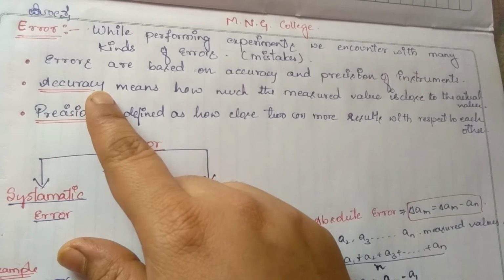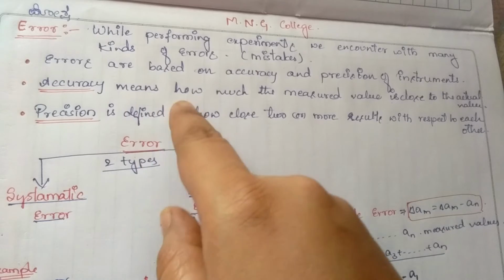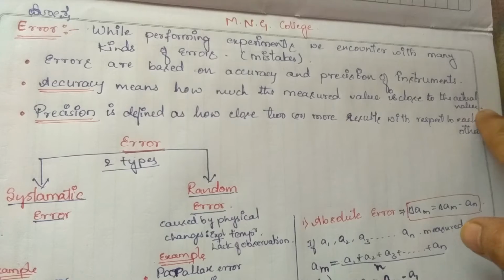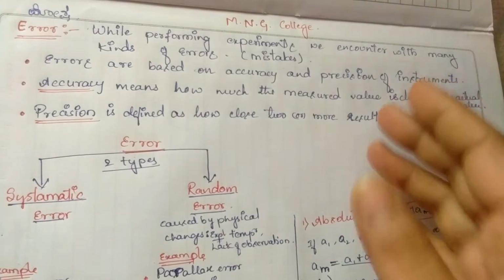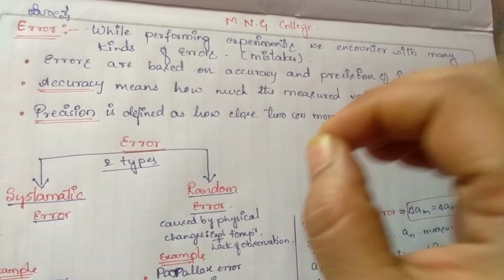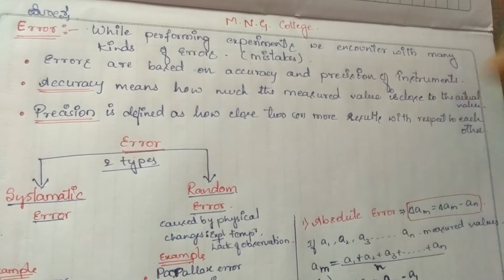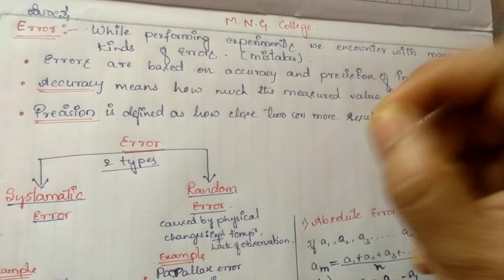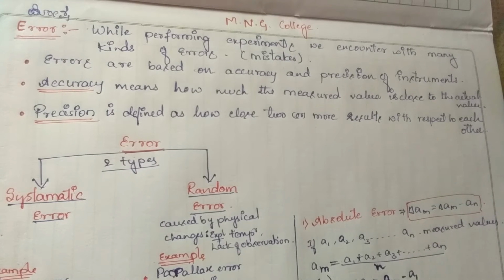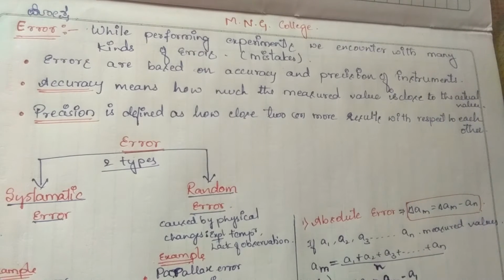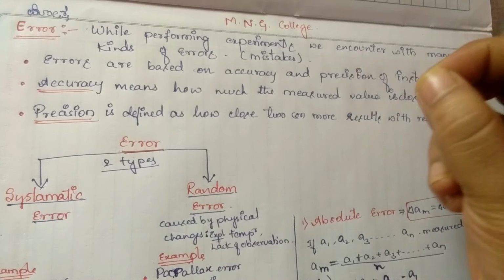What is meant by accuracy? It means how close the measured value is to the actual value. There is some difference between the actual perfect value and the result we get by the procedure. How near it is to the actual value, that we call accuracy. That is, how close it is to the answer, that we call accuracy.